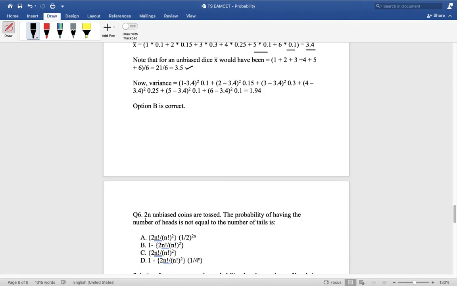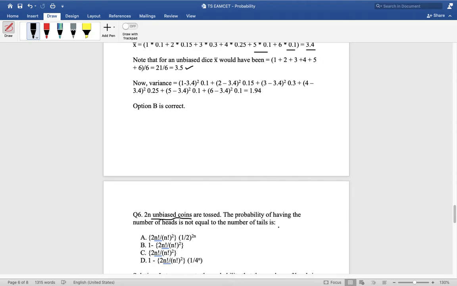Problem 6. 2n unbiased coins are tossed. So again it says an unbiased coin, so that means the probability of getting a head or the probability of getting a tail, they are both equal to 1 by 2 or half. 2n unbiased coins are tossed. What is the probability of having the number of heads not equal to the number of tails?